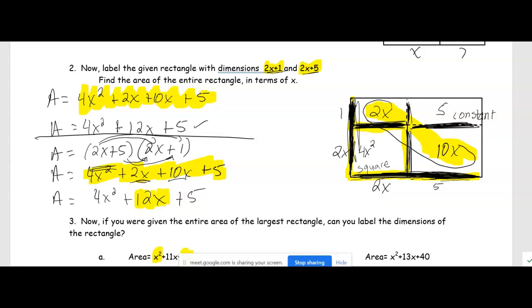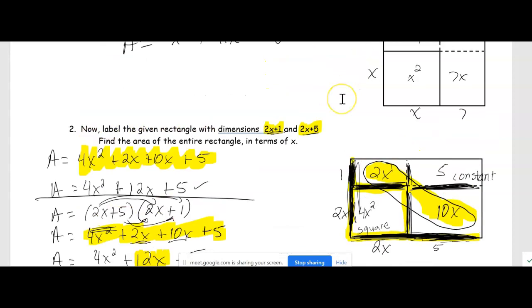We basically added these guys together, so they had to add up to be that middle term. I hurried up and did this real quick. You guys have it in your work.